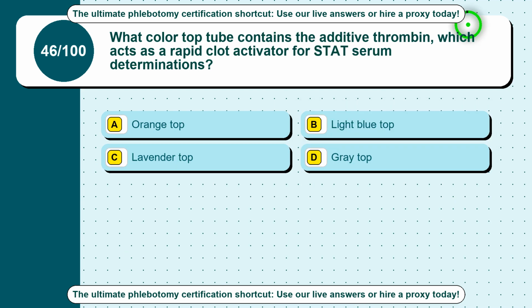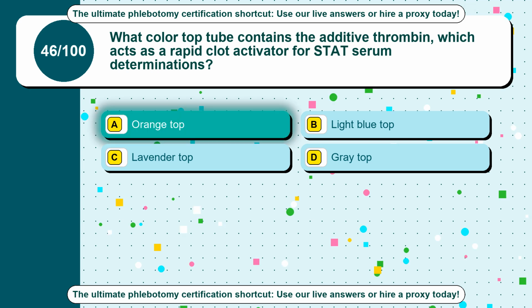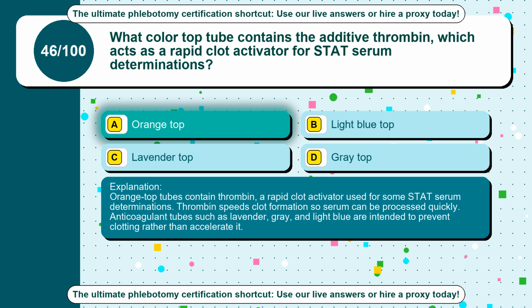Question 46. What color top tube contains the additive thrombin, which acts as a rapid clot activator for stat serum determinations? Option A, orange top. Option B, light blue top. Option C, lavender top. Option D, gray top. The correct answer is option A, orange top. Orange top tubes contain thrombin, a rapid clot activator used for some stat serum determinations.